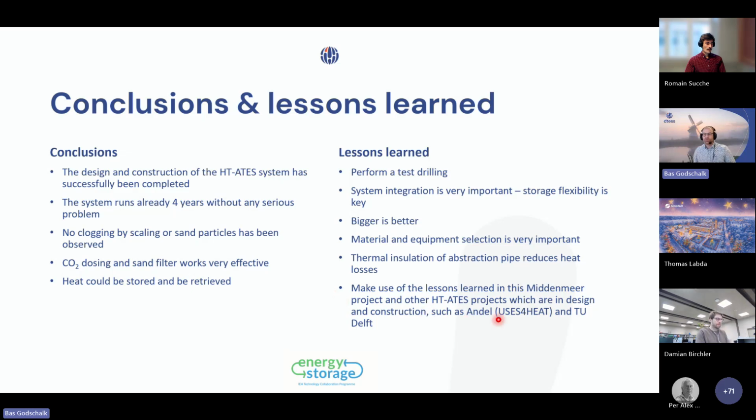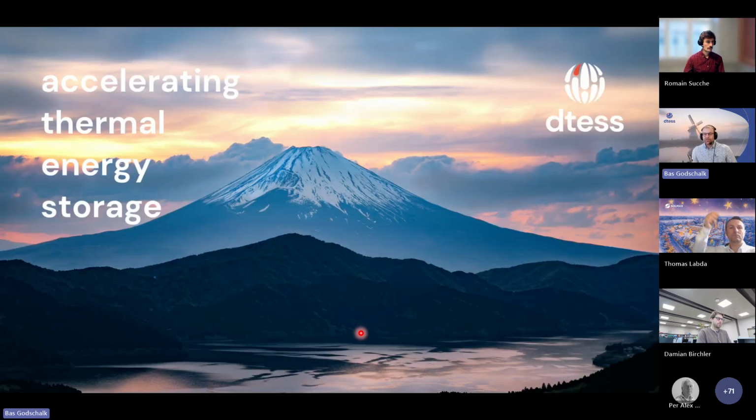So within the use for heat program, we developed the Andal, which is around 50 degrees, but also TU Delft is developing a high temperature ETS at higher temperature levels. So be aware of that. So thank you very much.